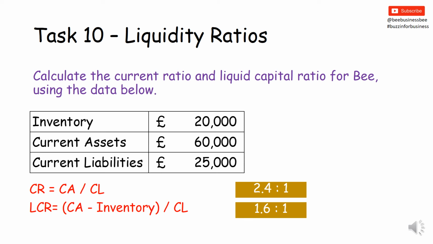Hopefully you've calculated that these ratios are always expressed to 1. So they'll have 2.4 to 1 for the current ratio. In other words, they've got £2.40 in current assets to every £1 of current liability, so every £1 of debt that they've got in the short term. And on their liquid capital ratio, they've got 1.6 to 1, or £1.60 to every £1 of debt they've got in the short term as well. These are all ratios which are useful for assessing whether a business is able to pay and meet its current obligations. Clearly, if it's got more than that £1, then yes, it is, because that's expressing it as a ratio.